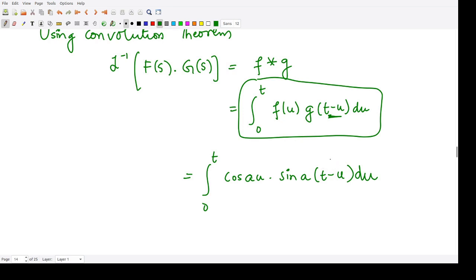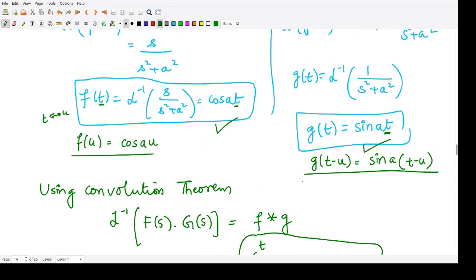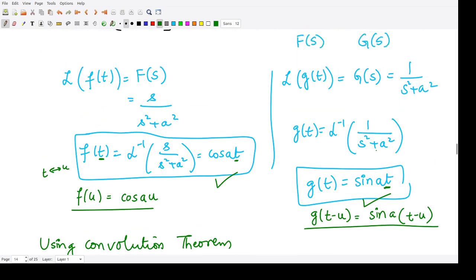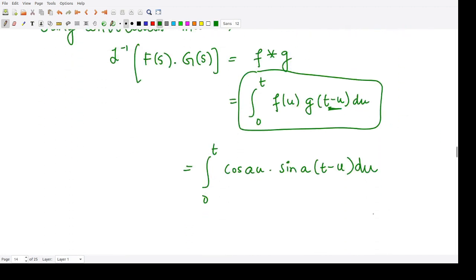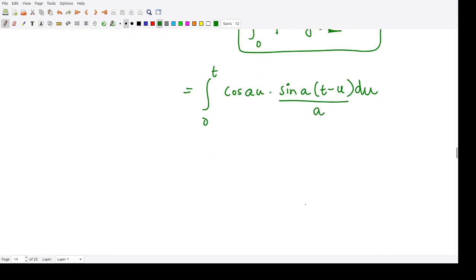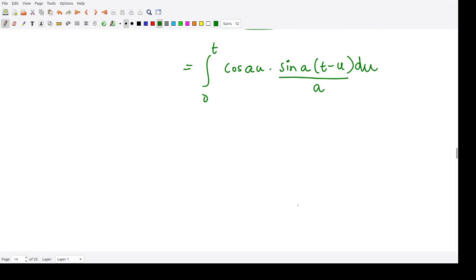So how can we solve this? Moreover, there is one mistake. The Laplace inverse of this quantity is sine at divided by a, so here we also have a in division. So our integration here would be this term divided by a. Now we have to solve this particular integration. How can we solve this?